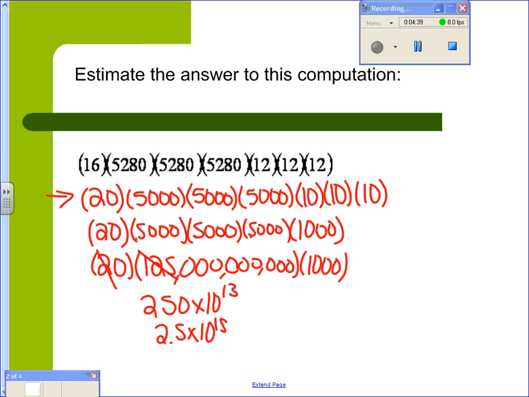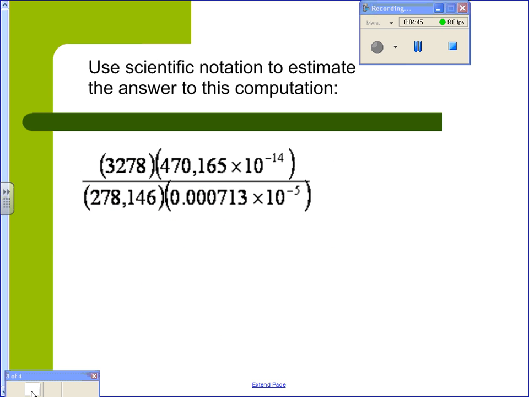Correct. Any questions here? Okay. We want to use scientific notation to estimate. What would 3,250,278 round to?